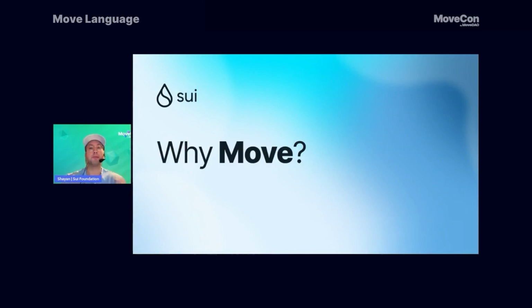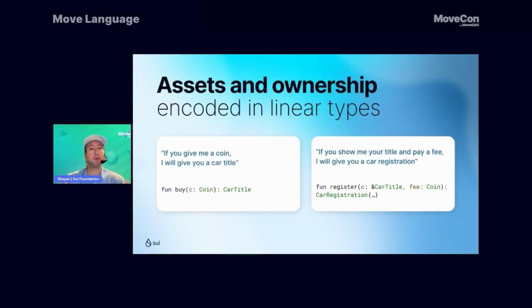So why Move? In Move, assets and ownership are encoded in linear types. What does this mean? It means essentially that when you're reading a function or the code, it's very similar to how you would think of it in plain English. For example, if I say, if you give me a coin, I will give you a car title, in a Move function that would look something like a buy function that takes in a coin as a parameter and a car title as a return value.